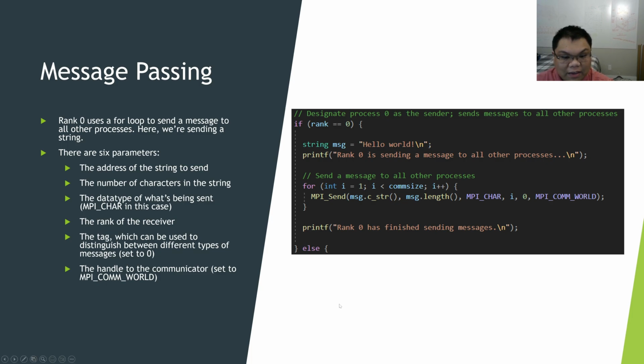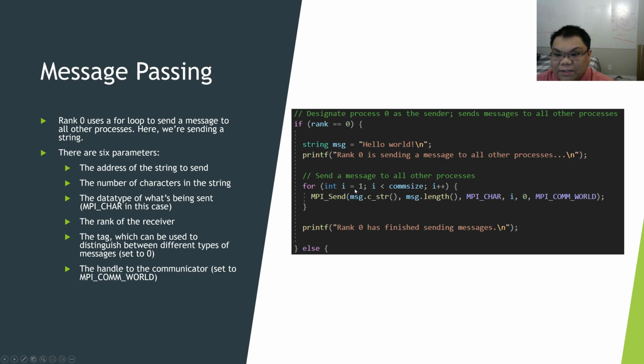The last 2 parameters are the tag, which can be used to distinguish between different types of messages, and MPI_COMM_WORLD, that's the handle to the communicator, but for our purposes, we can just set the tag to 0 and the communicator to MPI_COMM_WORLD. And this entire function is in a for loop that starts at 1 and ends at comm size. This is because rank 0 is the sender.